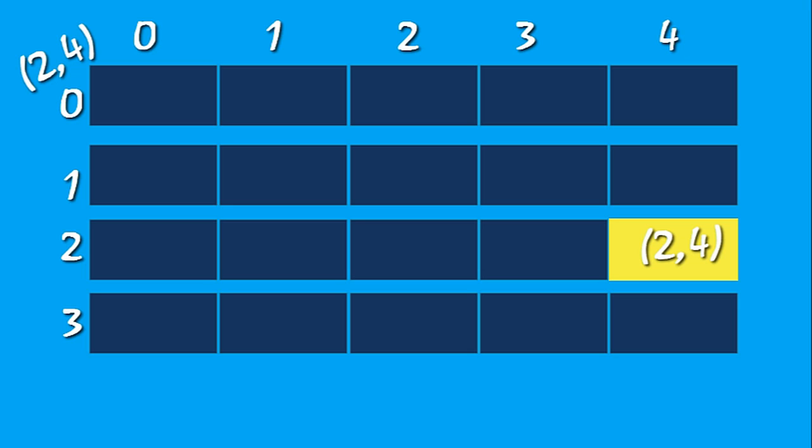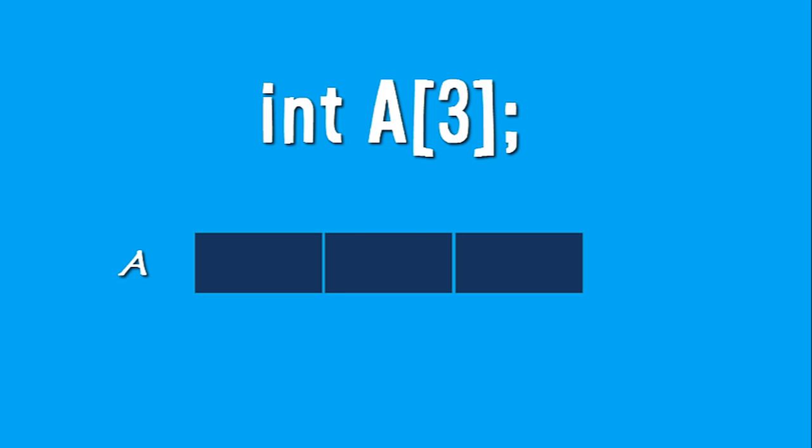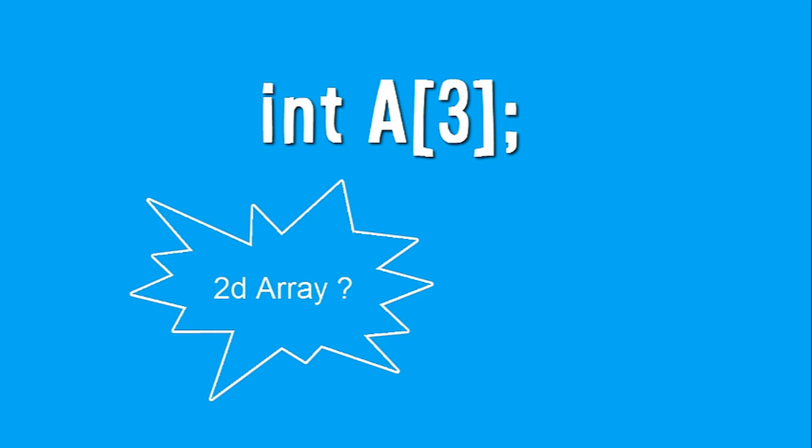So that's all for the theory. Now let's see how we actually denote a two-dimensional array in a program. So we usually denote a one-dimensional array like this, int a[3]. That would give us an array named a with 3 elements. So how would we represent a two-dimensional array? Make a guess.